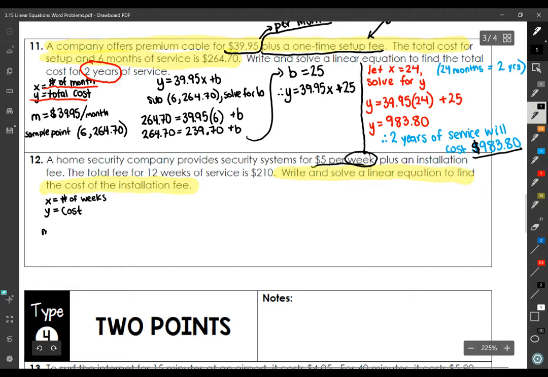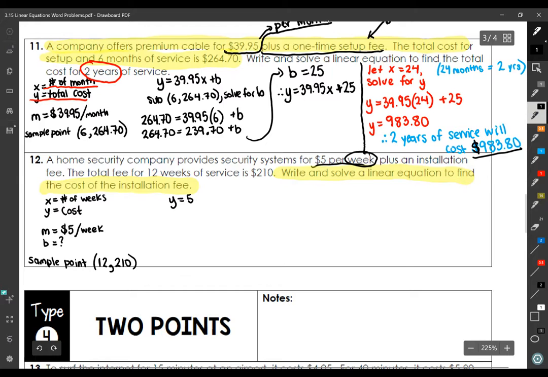Okay, and then m is also provided, right? We know that the rate of change is $5 per week. And we don't know what b is, right? b is a mystery. But we do have a sample point. And our sample point is that we know that for 12 weeks of service, it costs $210. So that's our x1, y1. That's our sample point.